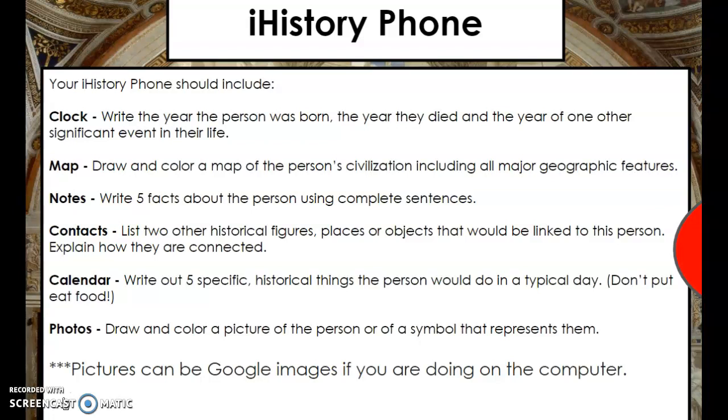Calendar: write out 5 specific historical things the person would do in a typical day. And don't include things like eat food, sleep. So something that shows their personality and who they are.